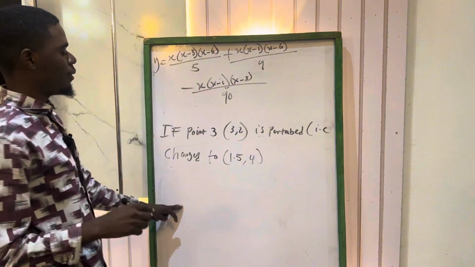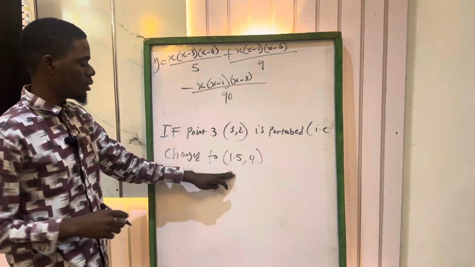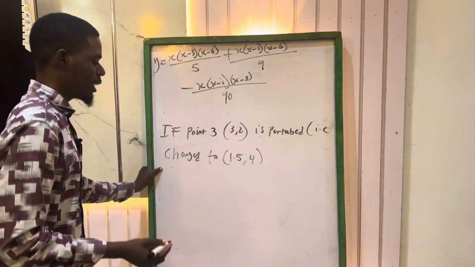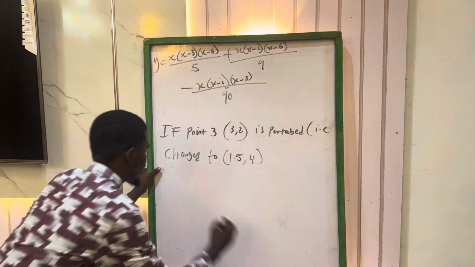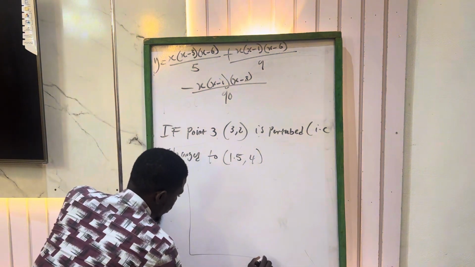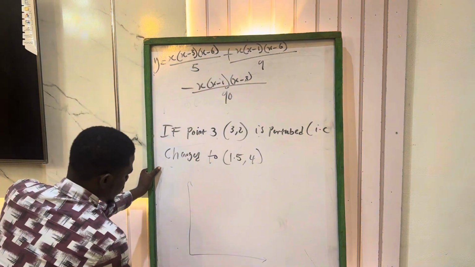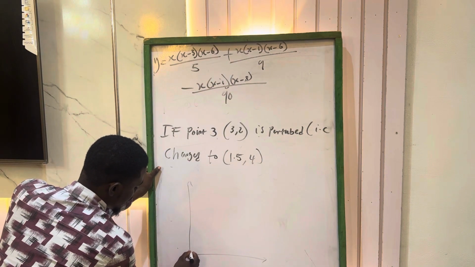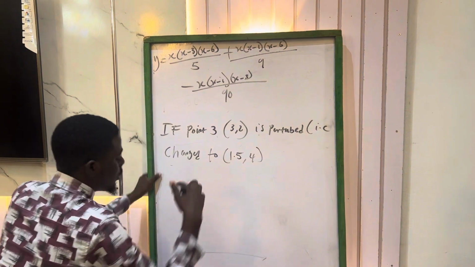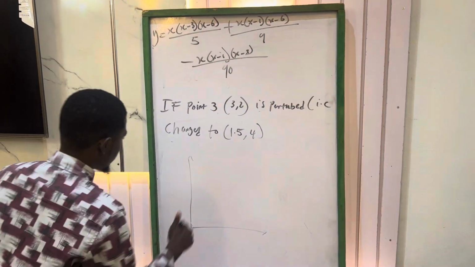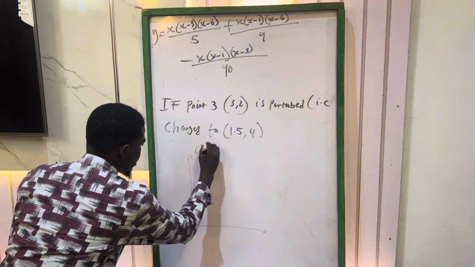So if our point was perturbed and changed to this, so initially we know that this is what our curve looks like. If we are to just draw a rough sketch of what the graph is going to look like, we have our first point 0 comma 0. Let's say that it started from the origin, 0 comma 0. Let me first start our point. So we have 0 comma 0.